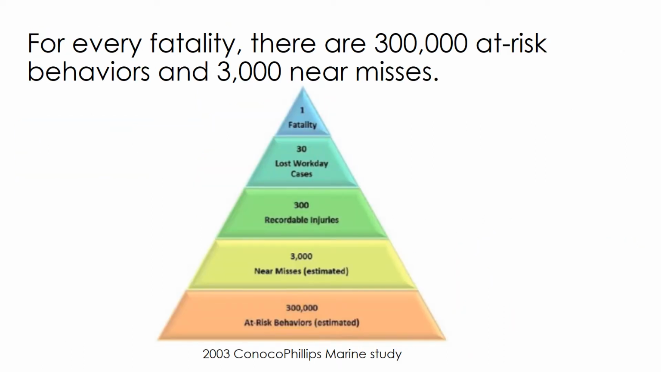For every fatality, there are 300,000 at-risk behaviors and 3,000 near misses. That means many risks are controlled. So, how does an accident actually occur?